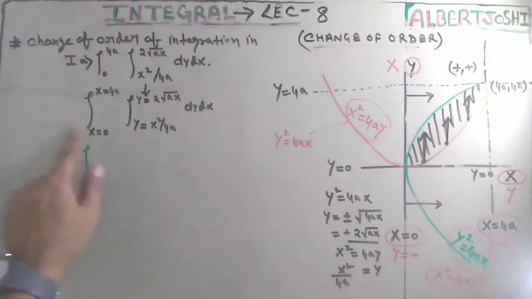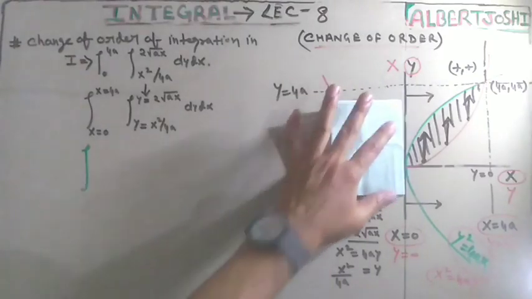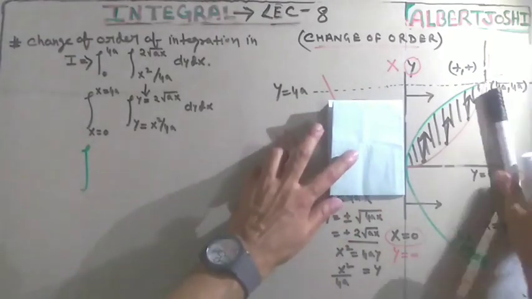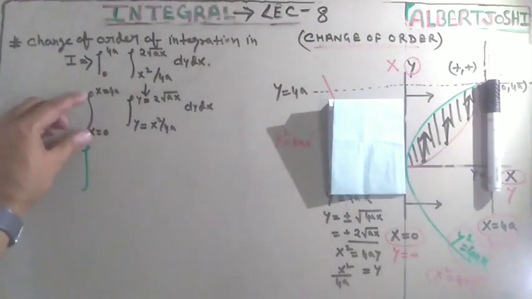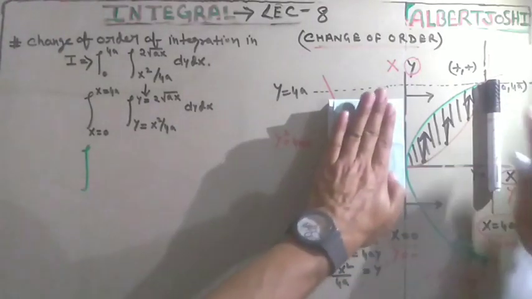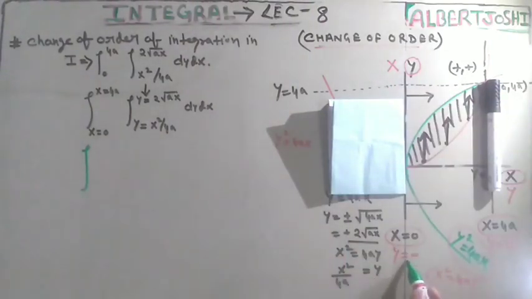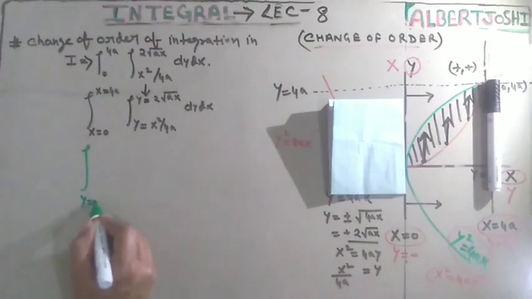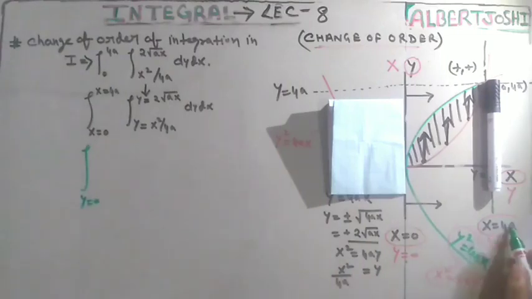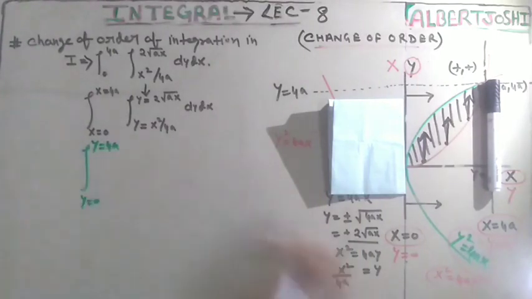Just look here. At first we have taken x is equal to 0 to x is equal to 4a. That is the total range we have from here to here. Similarly, again in place of this, we are taking y is equal to 0 and y is equal to 4a. Very simple.